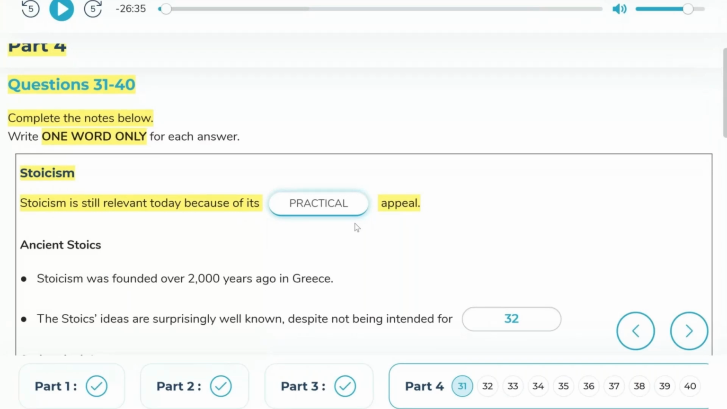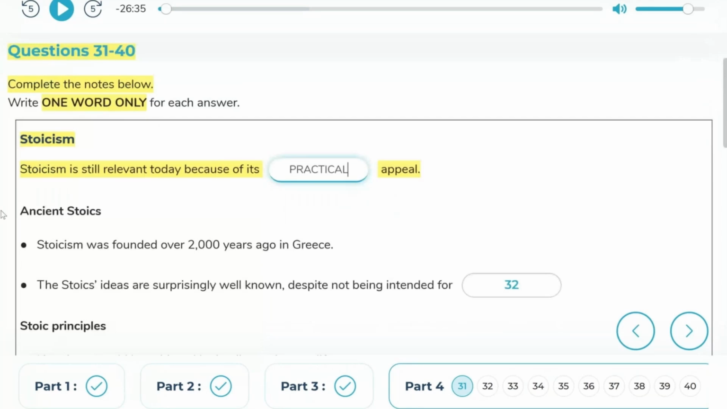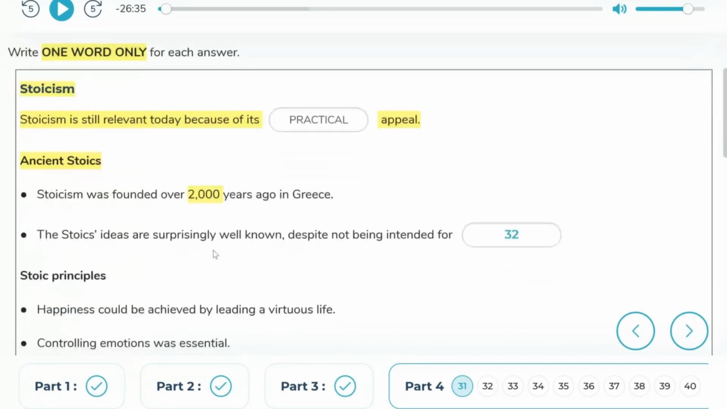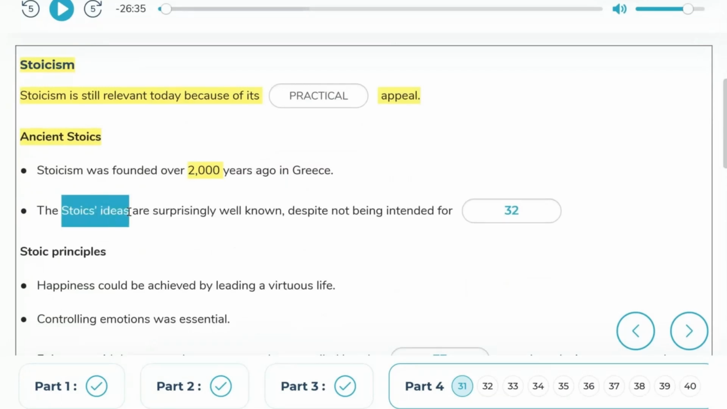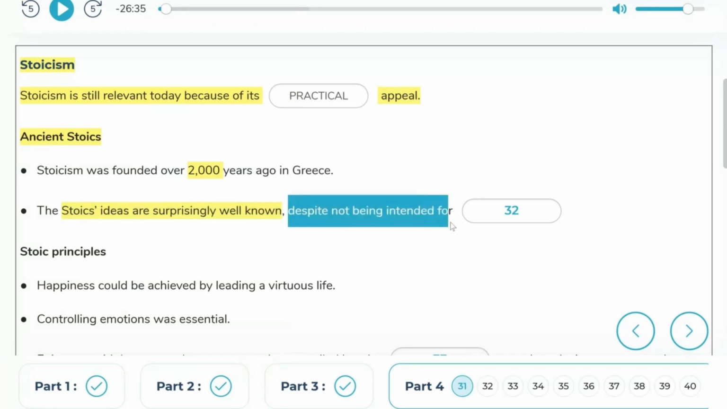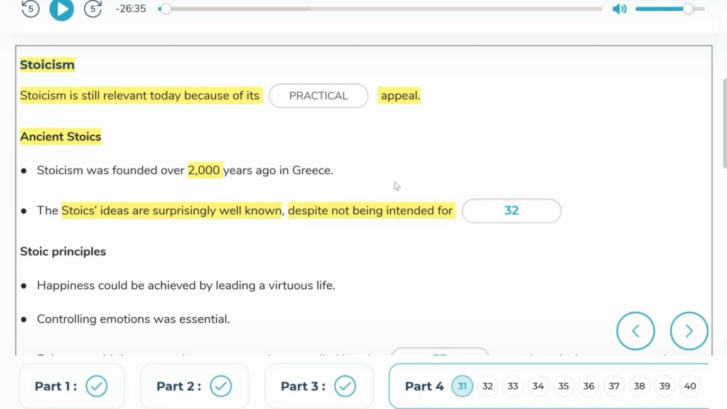Then they will talk about ancient Stoics, right? And they mentioned what Stoicism is. They will talk about 2000 years. So we are not concerned. That's why we'll not focus. Stoics' ideas are surprisingly well known. Their ideas are well known, despite not being intended for. Not being intended for means the purpose was not dash, right? For that, they will say not being intended.